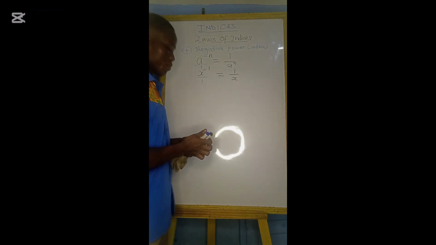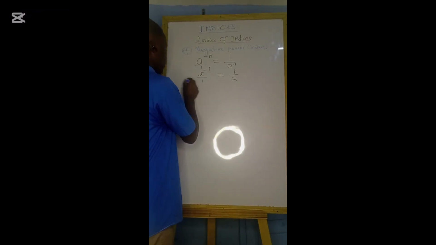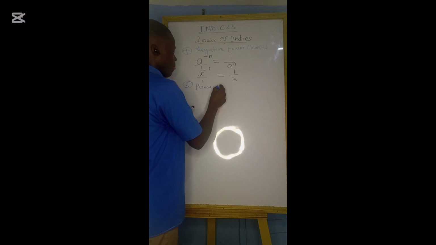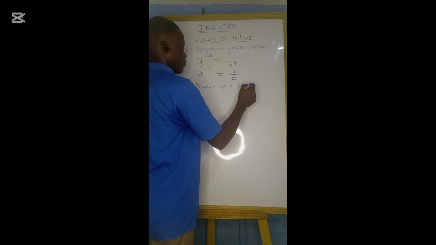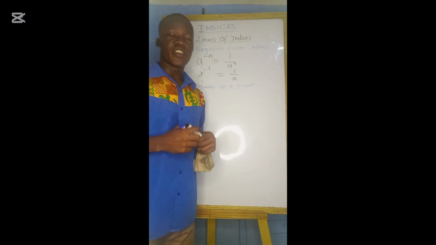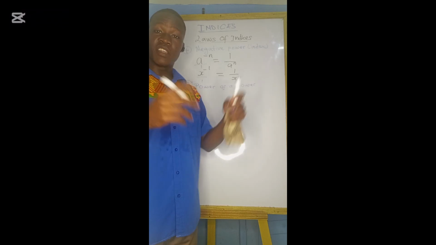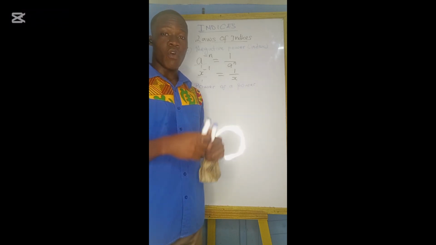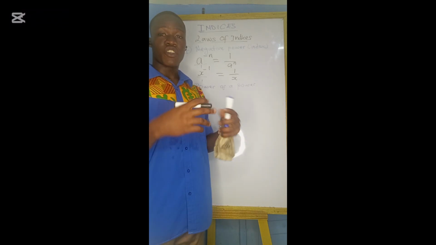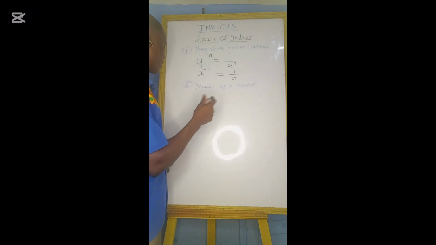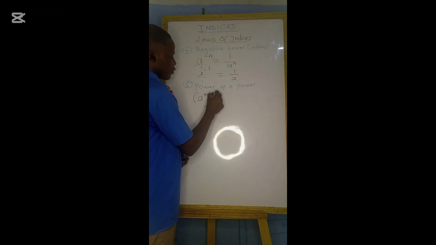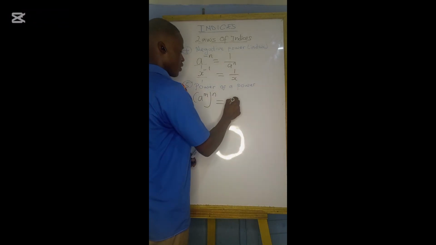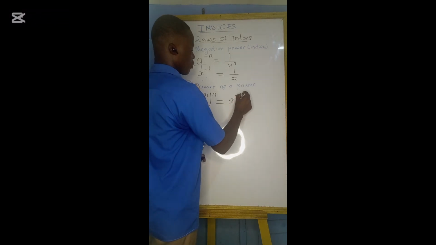So let's look at the fifth law. The fifth law is the power of the power. And what does this law talk about? If any base has 2 exponents or powers, the result is by multiplying the 2 powers or exponents. So let's look at an example here. a raised to the power m inside the bracket, and outside the bracket we have another power n. So the result of this will give us a raised to the power m multiplied by n.